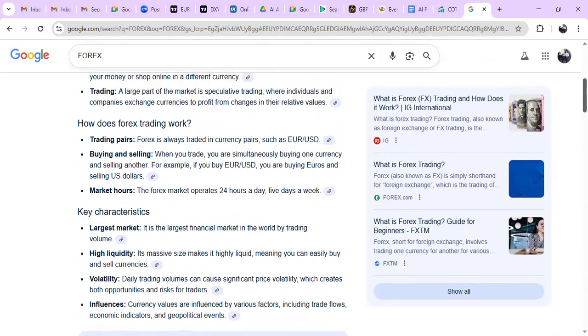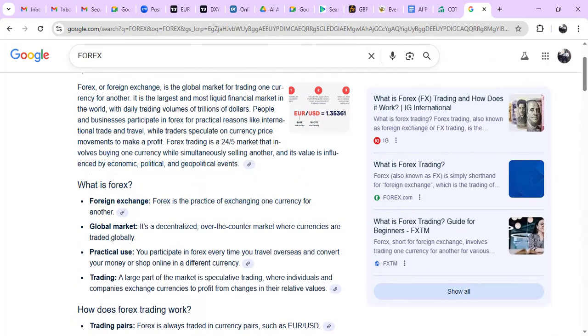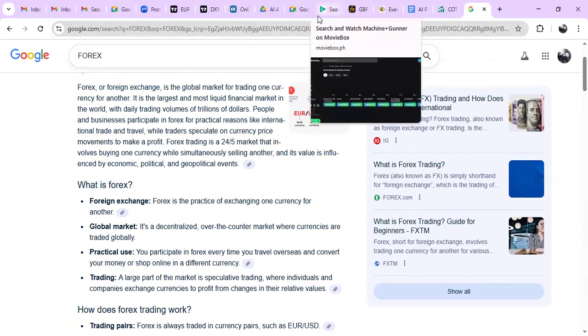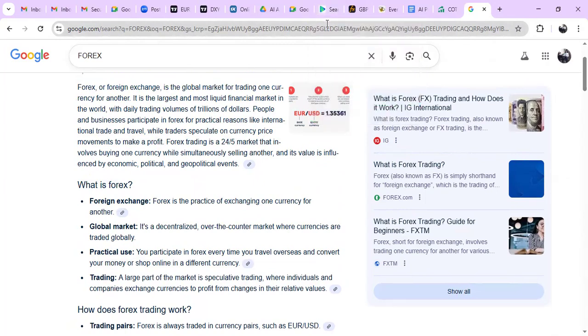The forex market itself is the largest financial market in the world because of the volume that goes through it daily. The forex market runs 5 days in a week. It works from Sunday, Monday, Tuesday, Wednesday, Thursday, then Friday evening, the market closes. So that's that about forex.